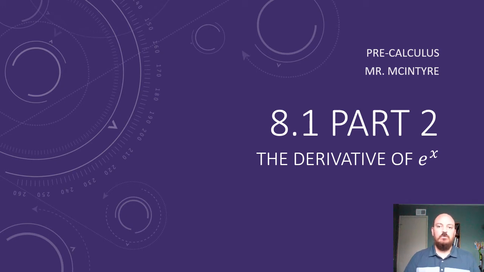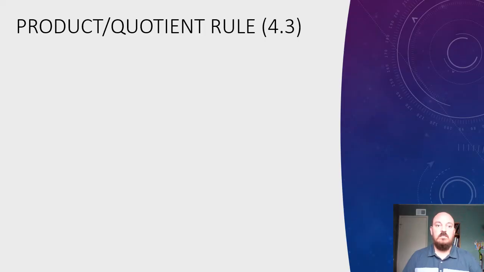Hi everyone. For part 2 of 8.1, we're going to keep talking about the derivative of e to the x. And remember, since it is a nice simple derivative, the derivative of e to the x is e to the x. What we're going to do is keep focusing on other things we can apply it to. So what I want to start with for today is the product rule and quotient rule from section 4.3.